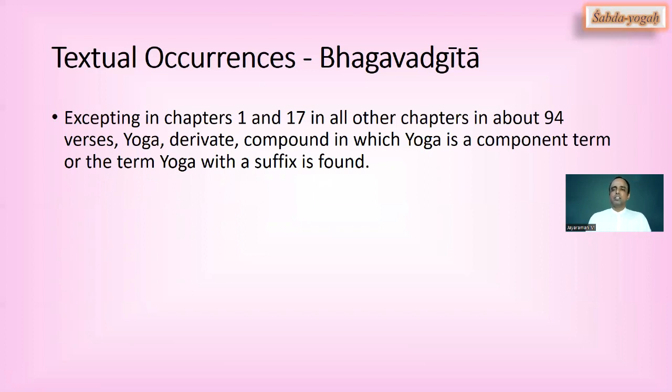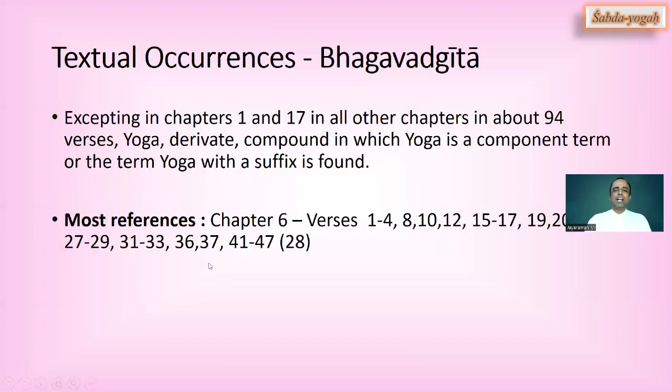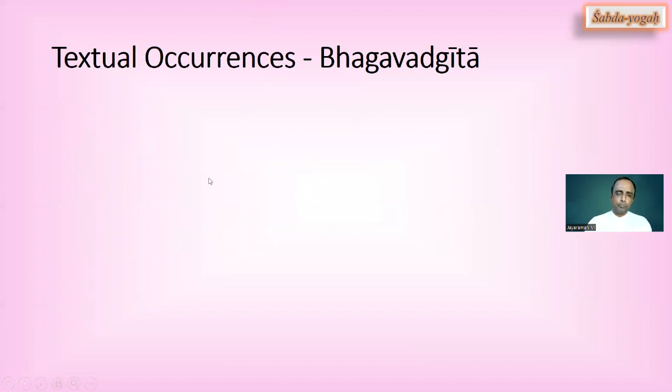In all the other 16 chapters of Bhagavad-gītā, we know 18 chapters are there, excepting the 1st and 17th chapters, we find the various avatars of the term yoga. It will be interesting to note that most occurrences of the term yoga are found in the 6th chapter, with 28 occurrences. That is the chapter on Dhyana Yoga.